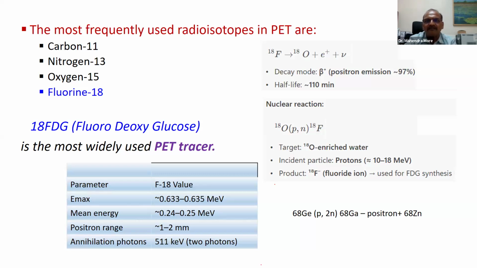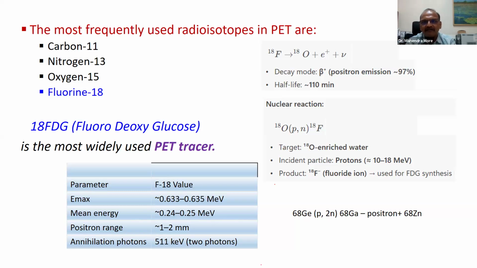Okay, you can see this reaction, F18 that gives O18 and one positive electron, or positron. This positron has an energy from 0 to 0.6 MeV, with a mean energy of around 0.6 MeV. It travels around 1 to 2 mm in the tissue, and then it gets annihilated. After annihilation, it produces two photons at 180 degrees to each other, and those are imaged at the BGO or the LYSO crystals.